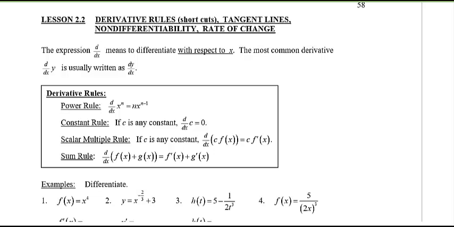Now, just to let you know about notation here, the expression d dx means to differentiate with respect to x. It's like a verb, do it, right? Verb, do something, differentiate. The most common derivative is when you want to differentiate the function y. But instead of writing it like this, d dx y, we write it as dy dx. Okay? Now, we did some of this in lesson 2.1.